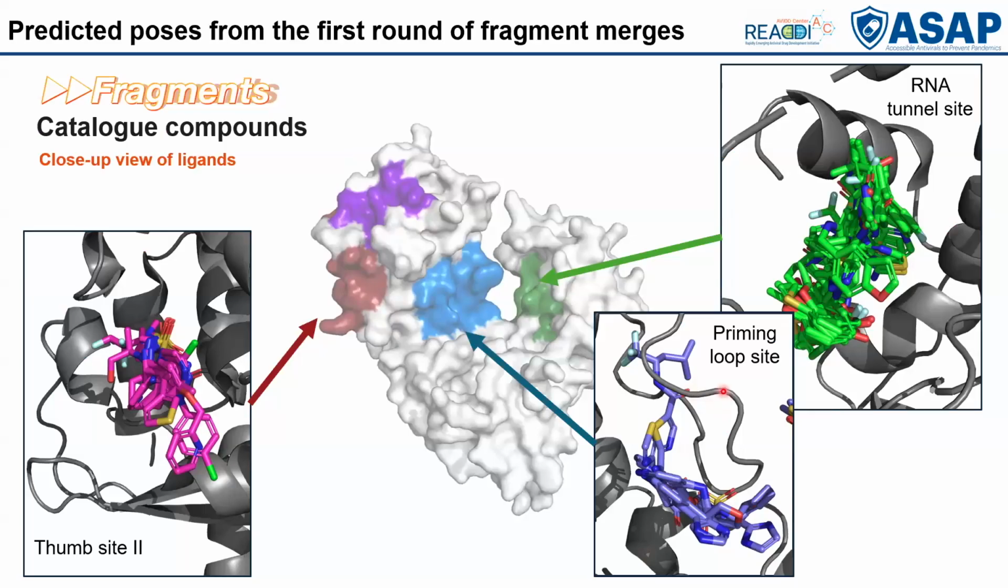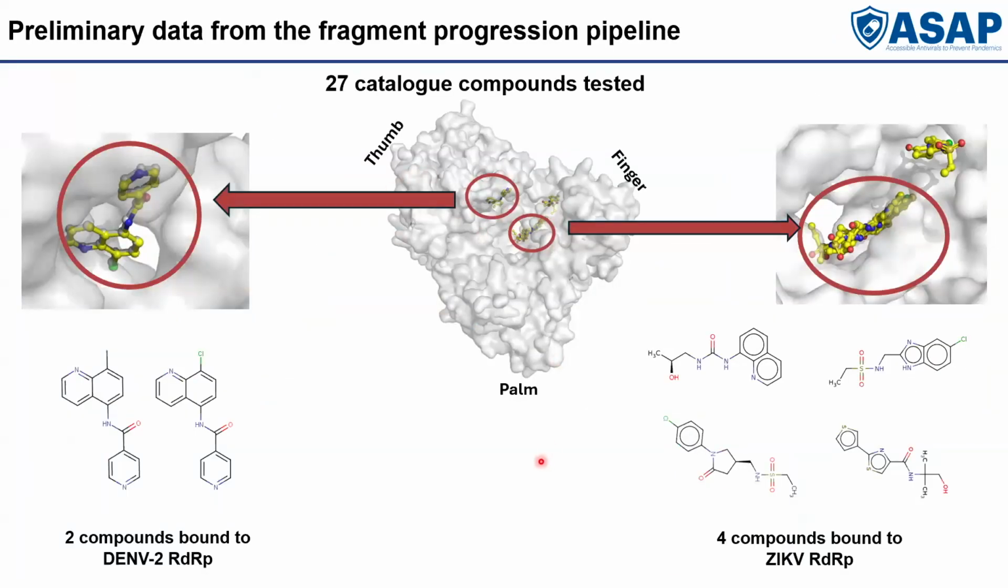Now, moving on to some of the progress that we made with this fast-forward fragment work. This slide briefly summarizes the predicted poses of the compounds that are obtained from the first round of fragment merging as part of the fast-forward fragment pipeline. And these are the catalog compounds that we have purchased currently. Around 27 of these catalog compounds we have tested, and we got around 4 hits for binding to Zika, and around 2 hits binding to dengue. The results are quite promising and exciting, and further work is ongoing to test the rest of the compounds of the fast-forward progression pipeline.